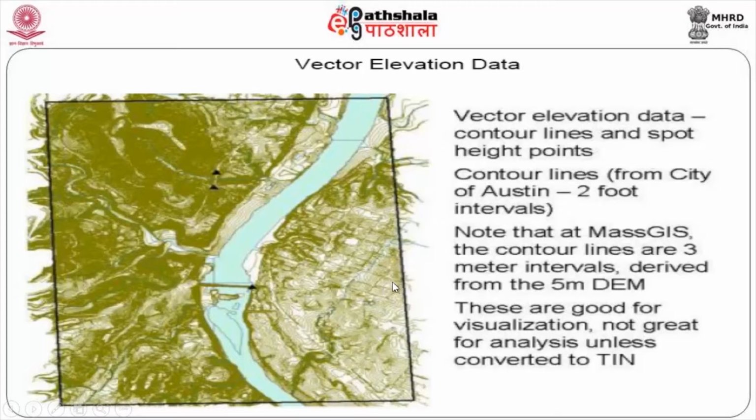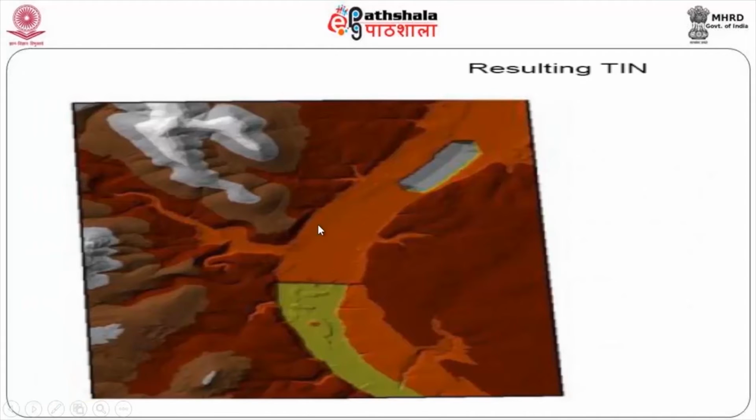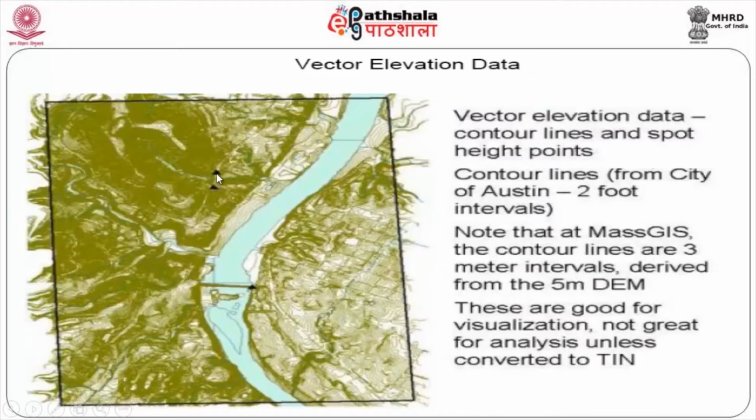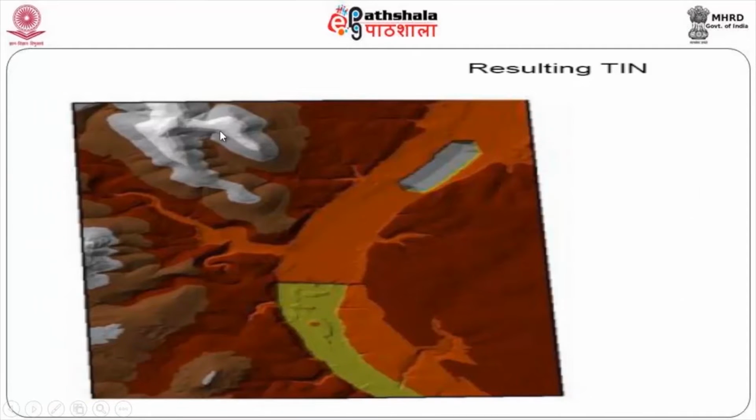When I am trying to use that, I told you that you can also have contour lines at 3 meter intervals, which can be derived from a 5 meter DEM. For visualization it will look very beautiful, but not for the analysis part, unless it is converted to a TIN. So, the resulting TIN of that terrain, you see here the hilly terrain of what we have seen here; you can see the contours are all very close to one another, hence the variation in the height taken.